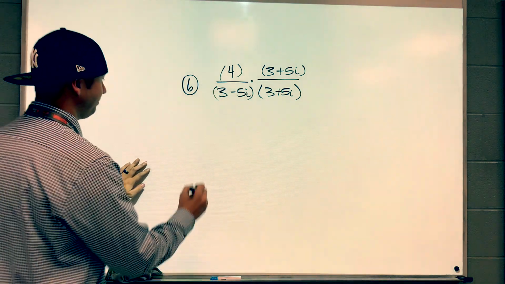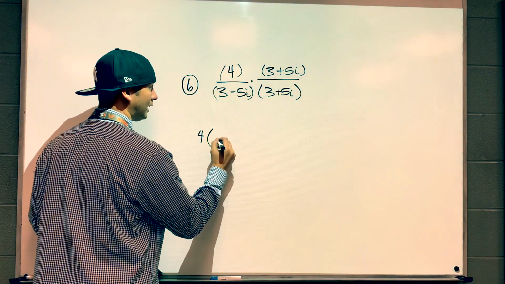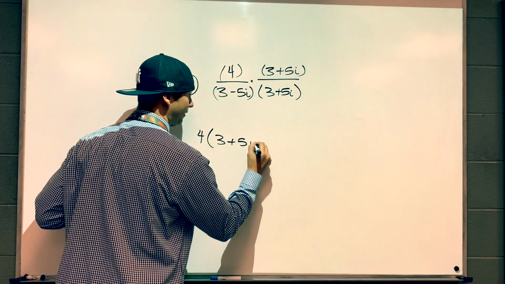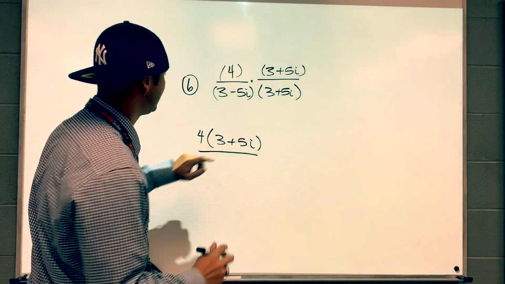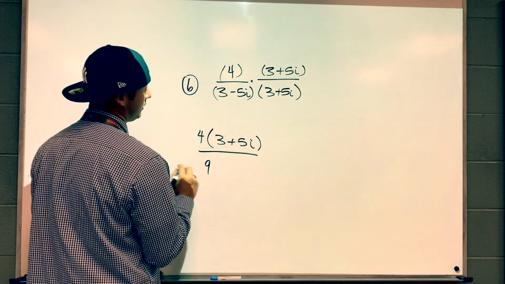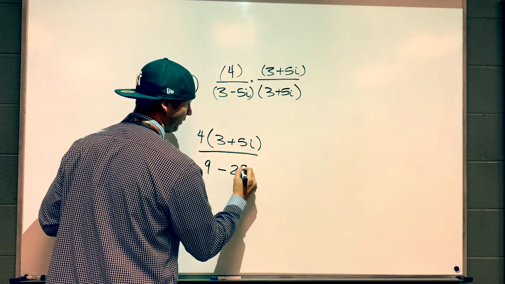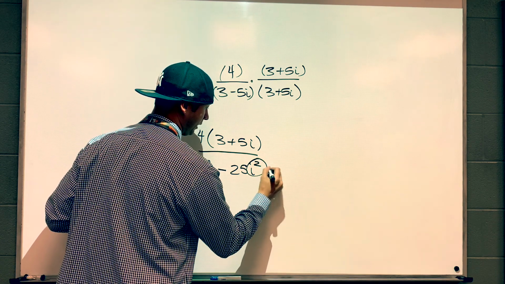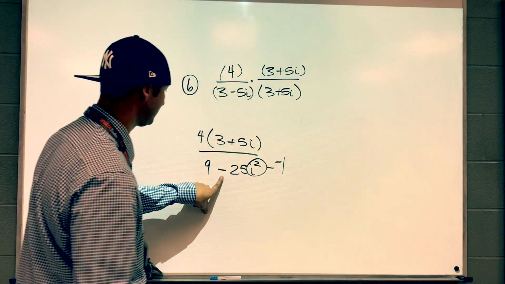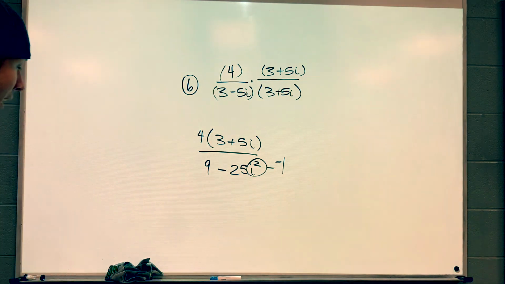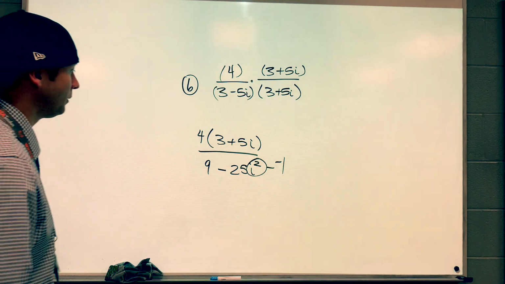Okay, the top, 4 times (3 plus 5i), all over, all right, 3 times 3 is 9, minus 25i squared. i squared is just -1. This is going to make this a plus. So 9 plus 25 is 34.